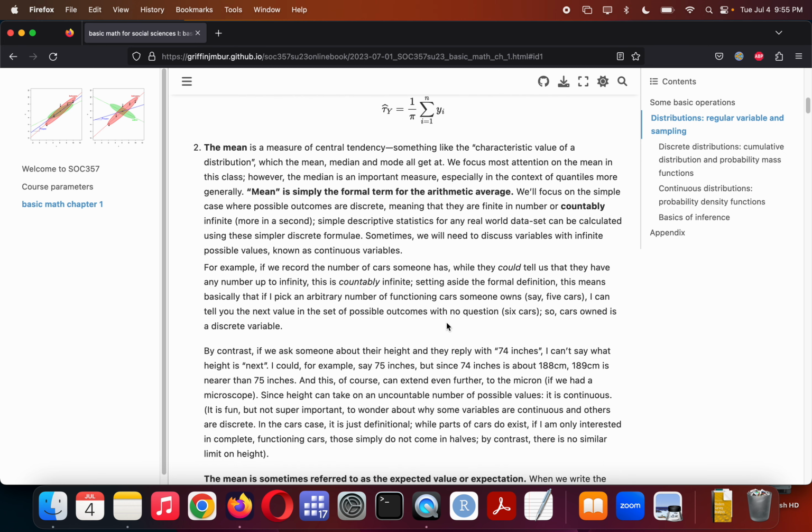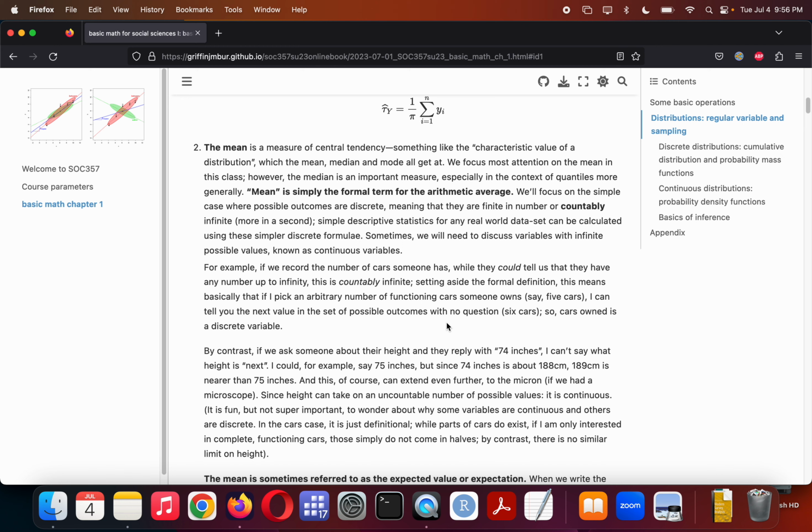But by contrast, if I ask someone about their height, and they say 74 inches, I can't say what height is next, quote unquote. So I could, for example, say 75 inches, but since 74 inches is about 188 centimeters, what if someone's 189 centimeters? Well, that's closer than 75 inches, so 75 inches can't be the next valid value in the set. It's got to be something else.